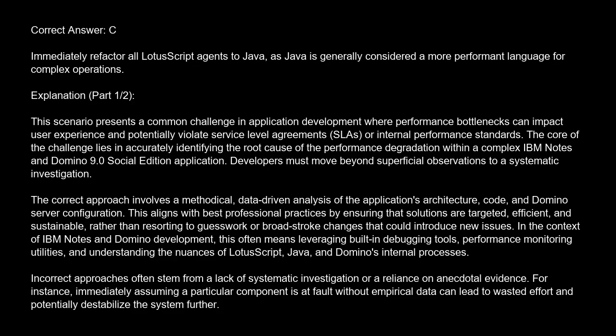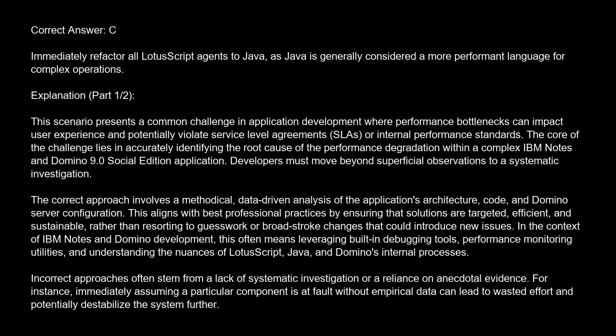Correct answer is C. Immediately refactor all Lotus script agents to Java, as Java is generally considered a more performant language for complex operations. Explanation. This scenario presents a common challenge in application development where performance bottlenecks can impact user experience and potentially violate service-level agreements, SLAs, or internal performance standards. The core of the challenge lies in accurately identifying the root cause of the performance degradation within a complex IBM Notes and Domino 9.0 Social Edition application.